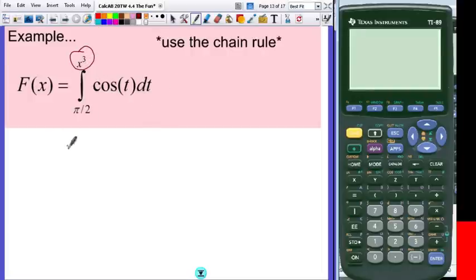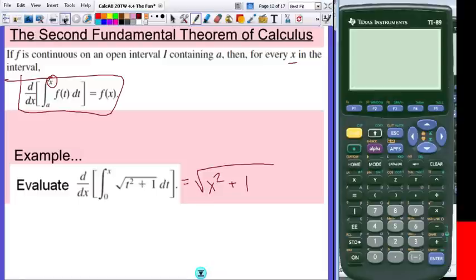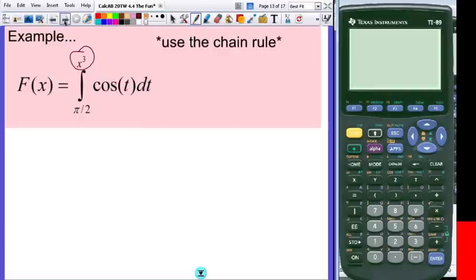So for this example, if I wanted to find f prime of x, I am going to use the chain rule right here. And this is going to come out to plugging in x cubed for t, so we get cosine of x cubed times the derivative of x cubed, 3x squared. And we'll do more of that in class.